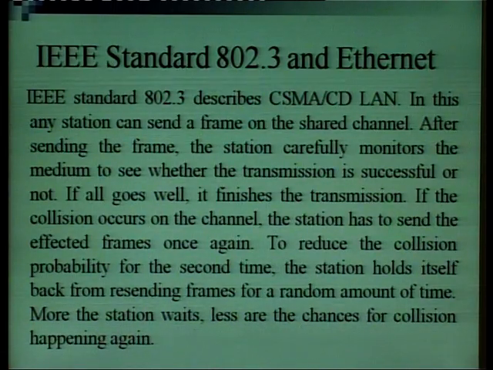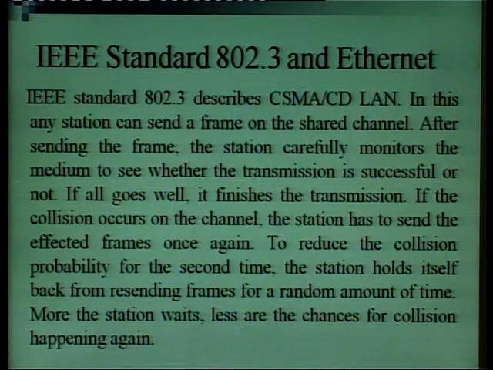But suppose some collision occurs on the channel. Because it is a shared channel, collision can occur, so the station has to send the affected frame once again. So what will happen the second time? To reduce the collision probability the second time, the station holds itself back from resending the frame for a random amount of time.